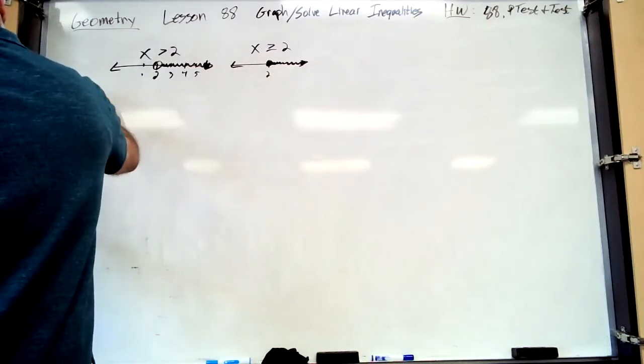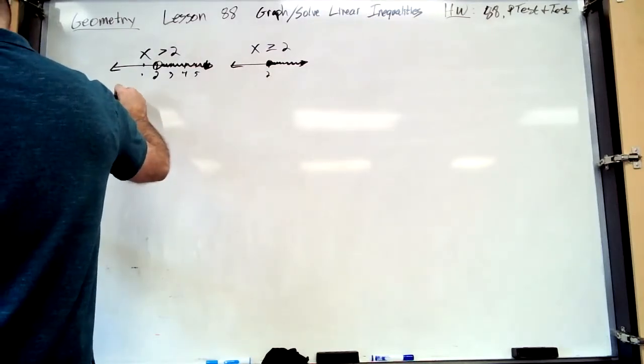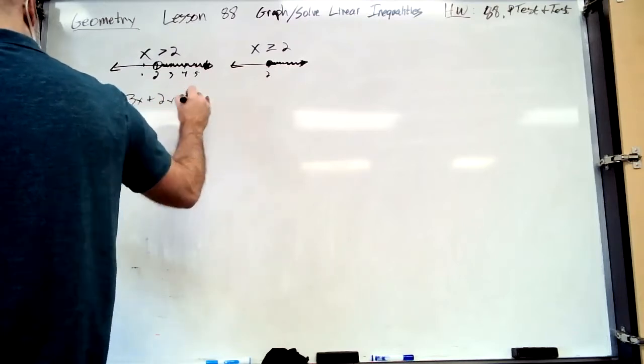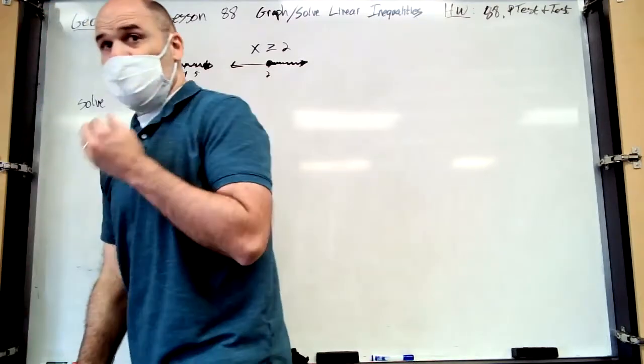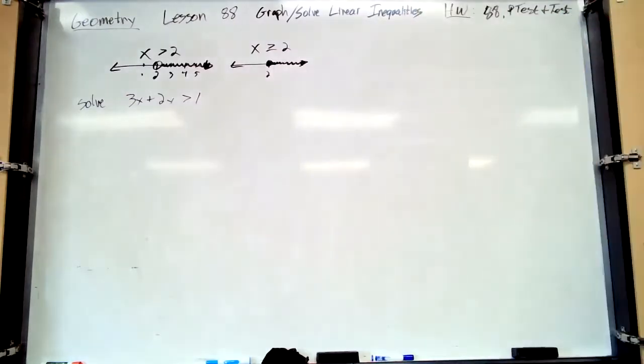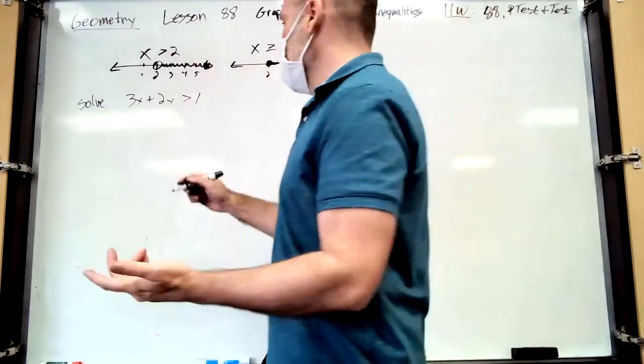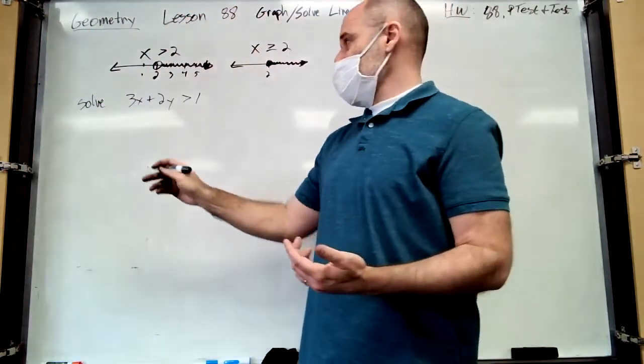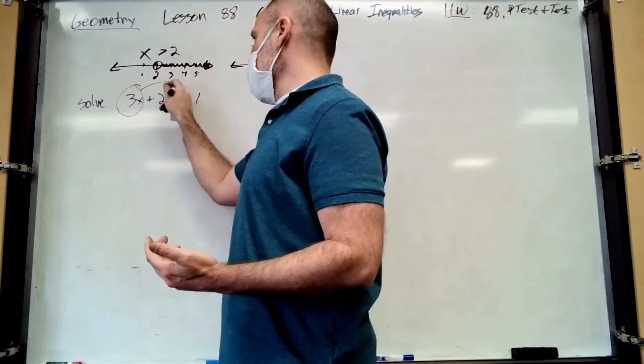So here's what I'm going to do. I'm going to solve 3x plus 2y is greater than 1. Okay, so first step is to put this in slope-intercept form. What the heck does that mean? Yeah, get y by itself. So we're going to get y by itself. Everybody okay with that? So let's put this over there.